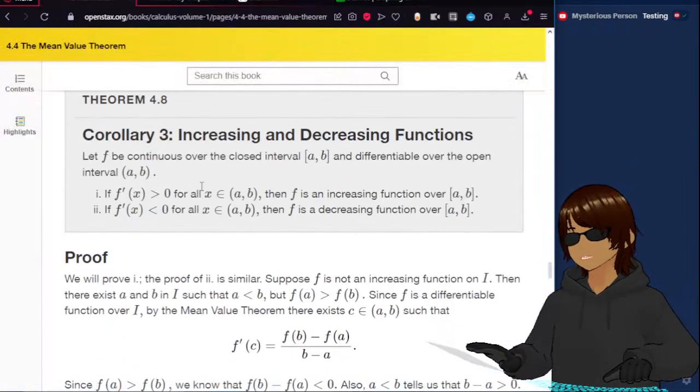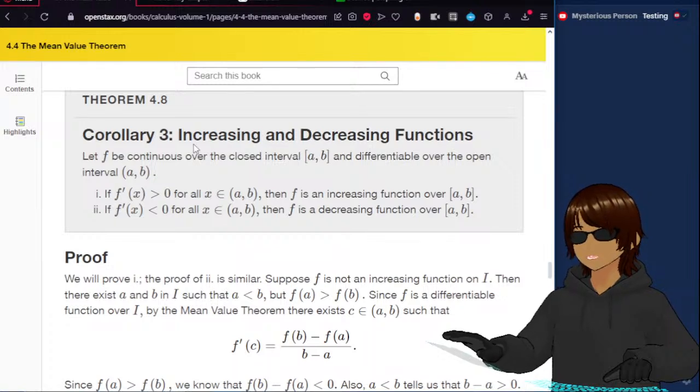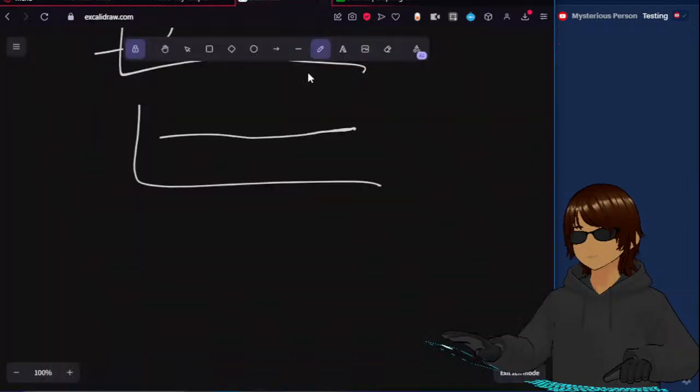The third one: let f be continuous over the closed interval a to b and differentiable over the open interval a to b. If the derivative of f of x is greater than 0 for all x between a and b, then f is an increasing function over a and b. If it's less than 0, then it's a decreasing function.